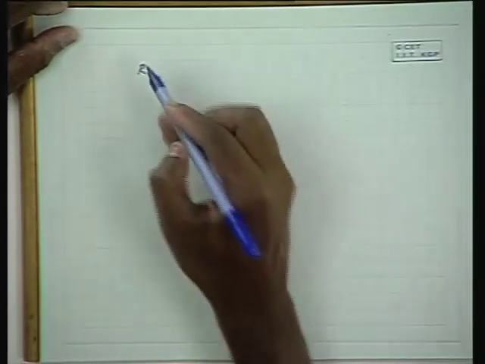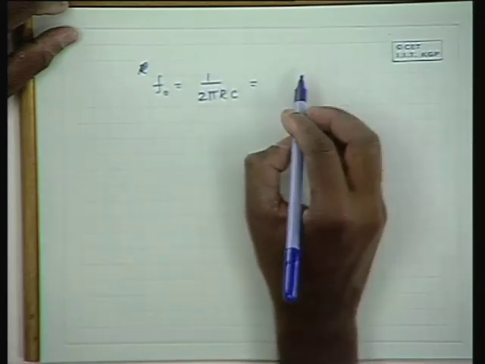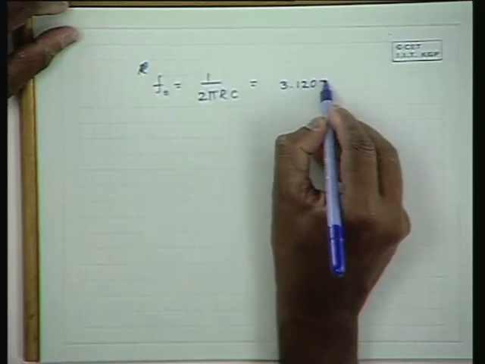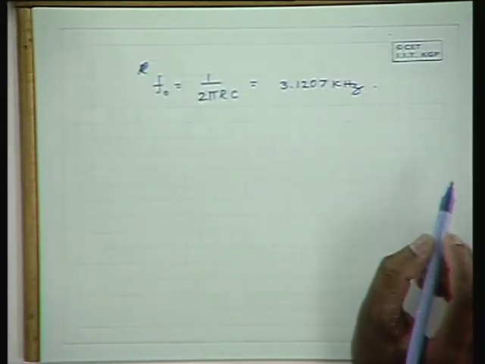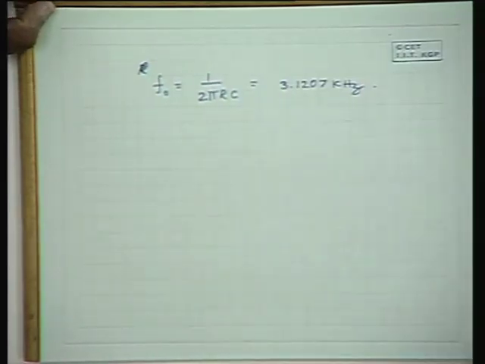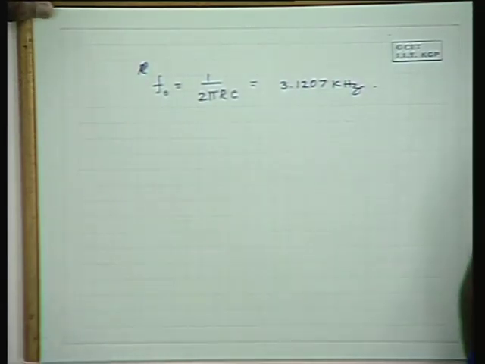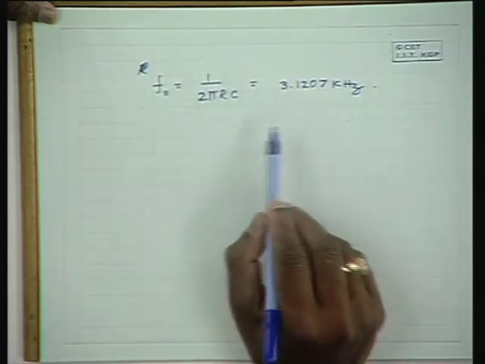Now, with this combination, we can find the frequency of operation as F naught is equal to 1 by 2 pi into RC, which can be shown to be 3.1207 kilohertz. If you reduce R and C, the frequency can be increased. But please note that the operational amplifier should yield high impedance at that frequency. The conditions we placed on the operational amplifier are high input impedance and very high voltage gain. So, at the frequency of operation, this should be valid.